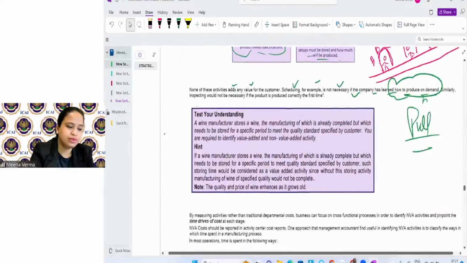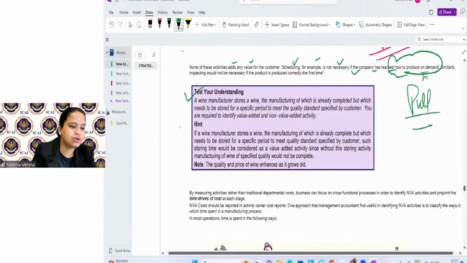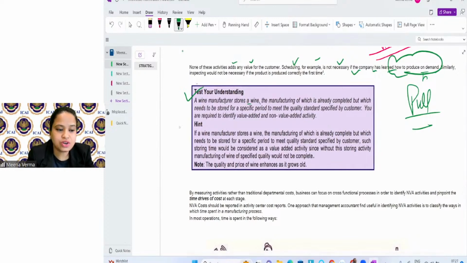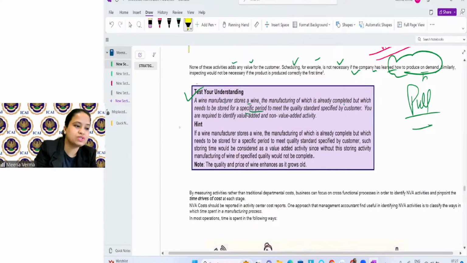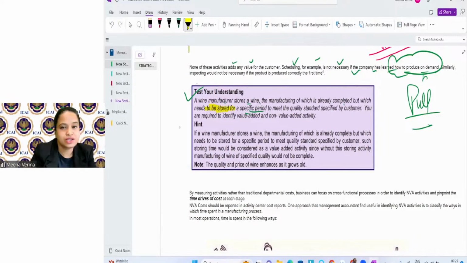Okay. Now let's read this also. Test your understanding. A wine manufacturer stores a wine, the manufacturing of which is already completed, but which needs to be stored for a specific time period. Now see what is happening. They're storing it, and storing means a non-valuated activity. But they're storing it why? For a specific time period, because of fermentation. Actually, alcohol and wine need time to ferment. To meet the quality standard, you need to store it.